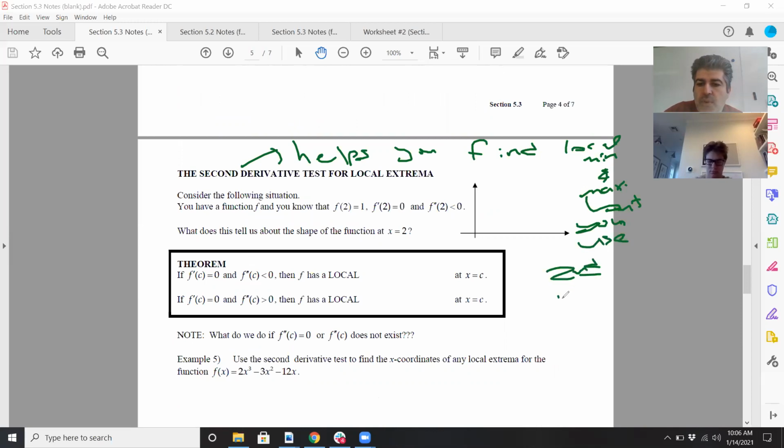But you use the second derivative to help you. So don't confuse what we just did. When I say second derivative test, what we just did the last few minutes is not the second derivative test. That was just a test for concavity, whether we're concave up, concave down, and points of inflection. That's it. A second derivative test is this.